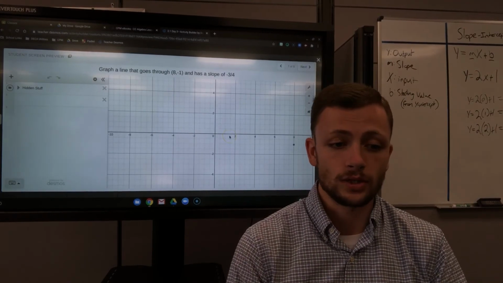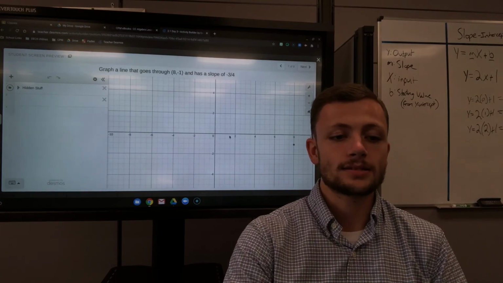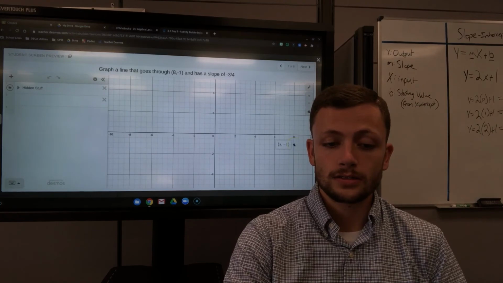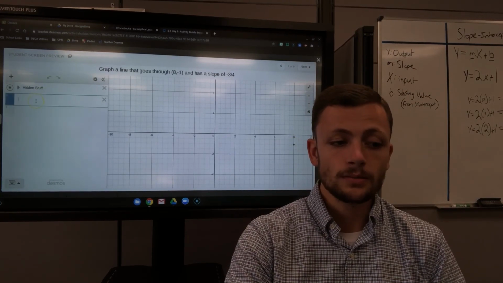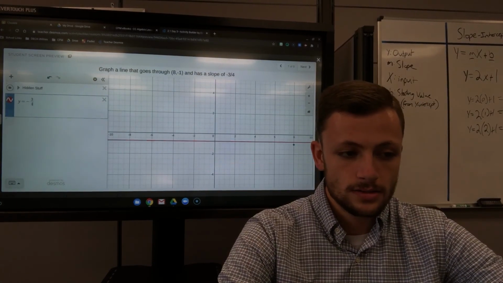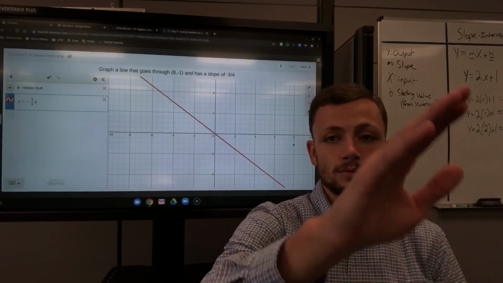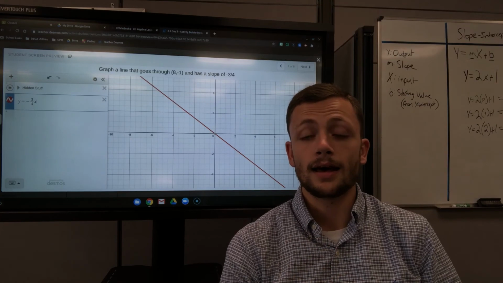And then the last one, I need a line that goes through the point 8, -1 and has a slope of -3/4. So if you take a look, you've already got that point. It's graphed. But what you should do is have y equals -3/4 times x. And now all you're doing is messing with that y-intercept and trying to increase it or decrease it to get that line to hit that point.